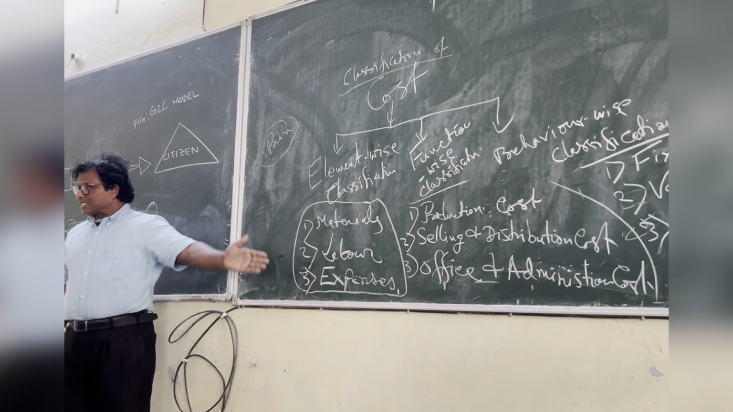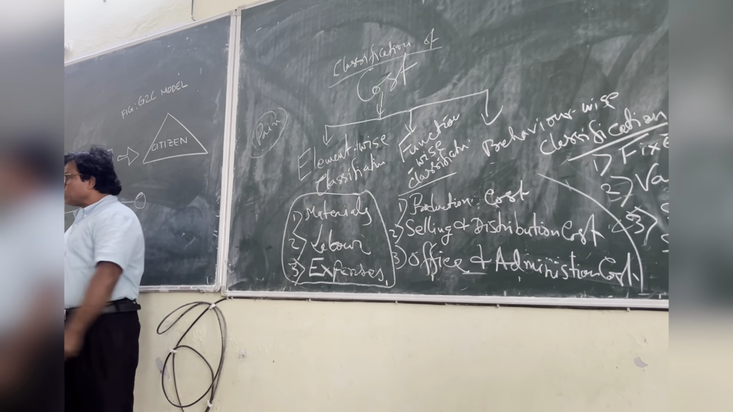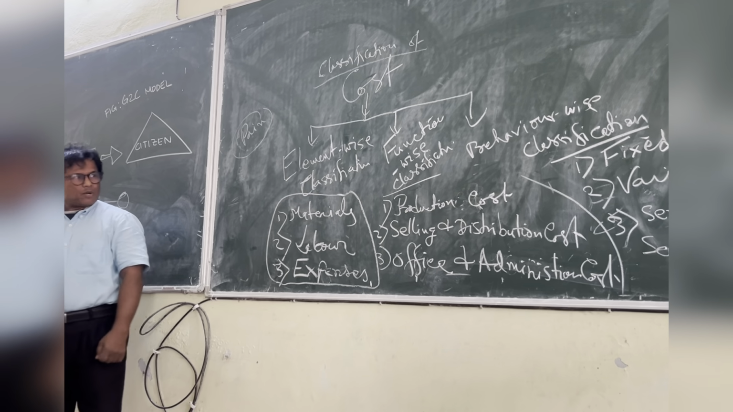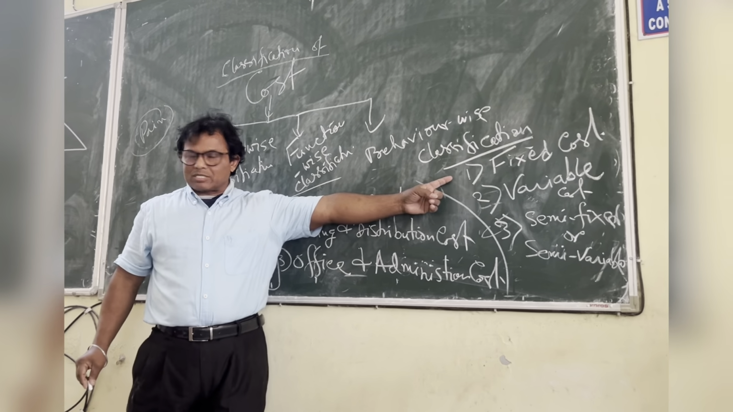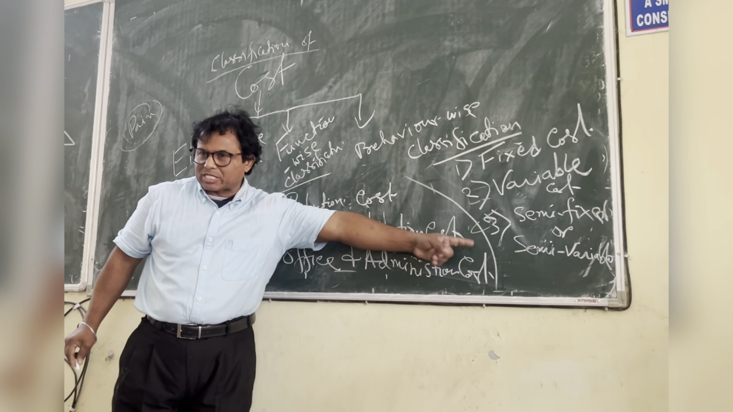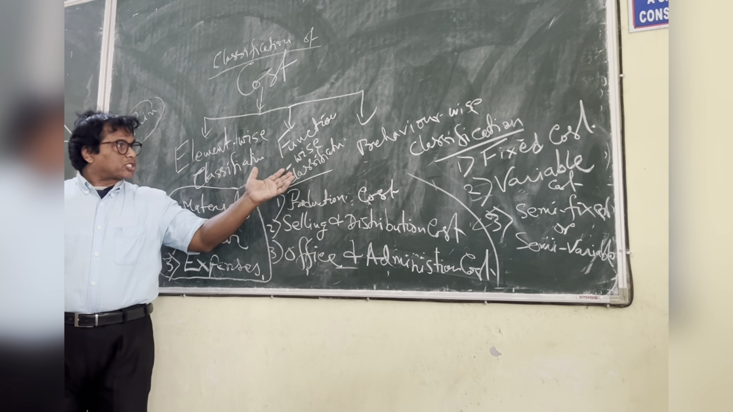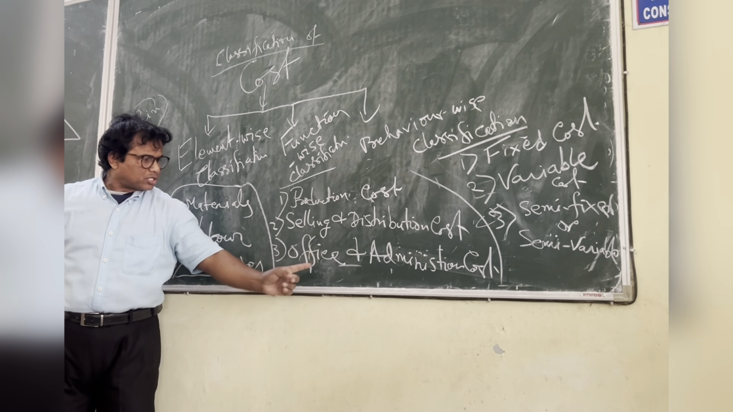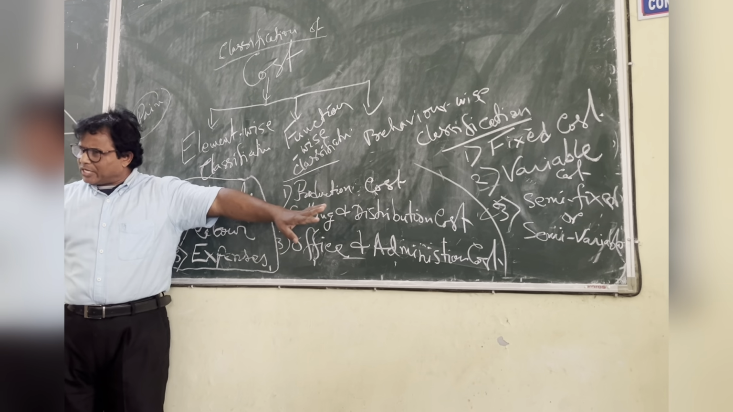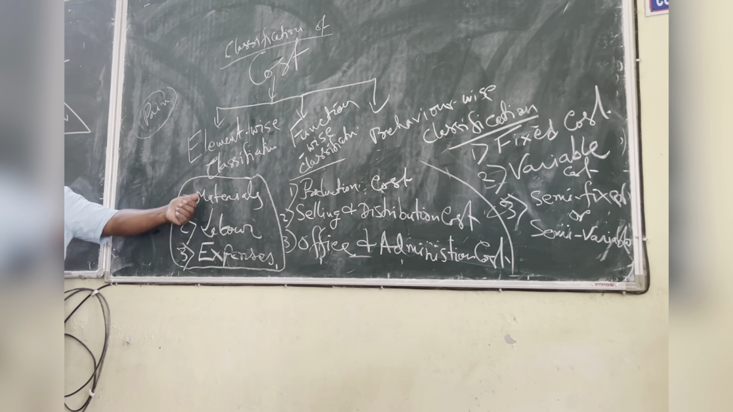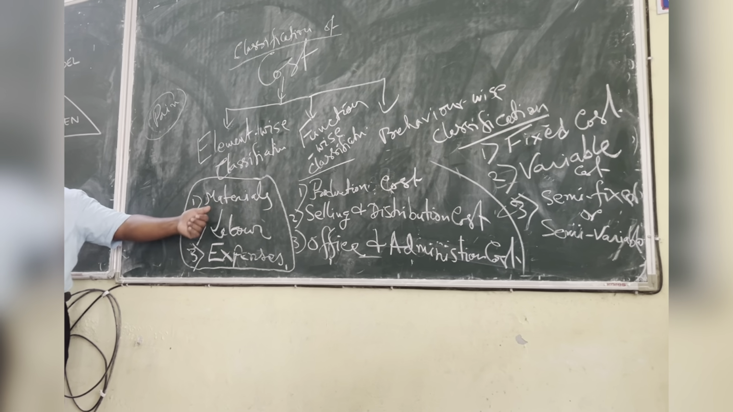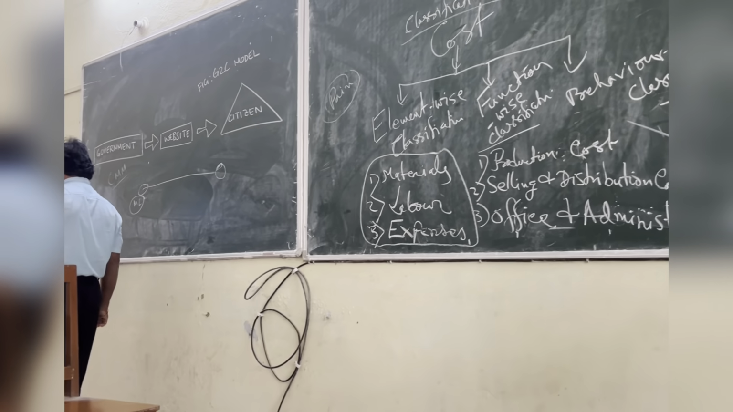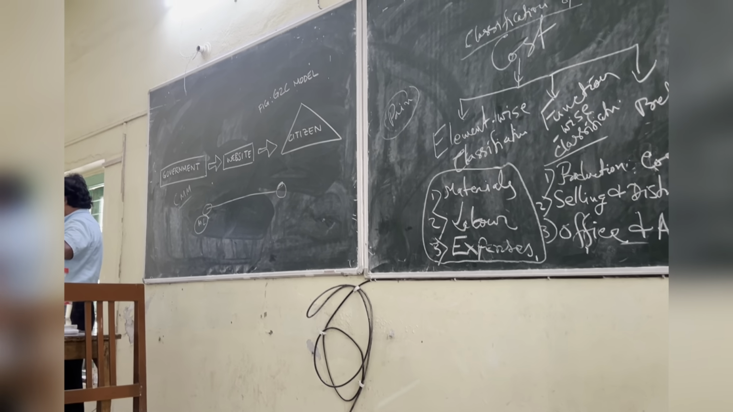No issue. You have to learn only. So according to element-wise classification, there are three types of costs. Clear? We have discussed behavior-wise classification: fixed, variable, semi-variable or semi-fixed, same thing. Then we have discussed function-wise classification. What are these? Production cost, selling and distribution cost, and office and administration. Done? Clarified? And now we are doing this element-wise classification: material, labor, and expenses. There are three types of costs according to element-wise classification.